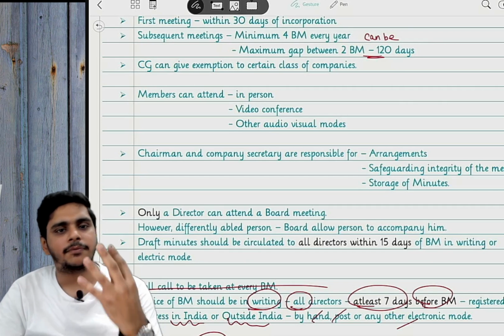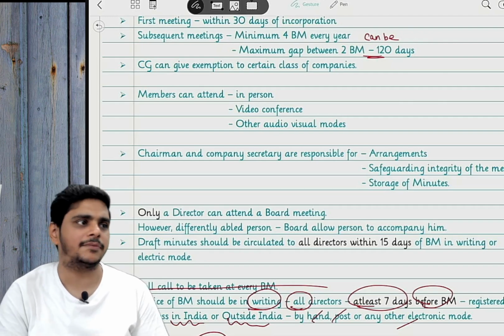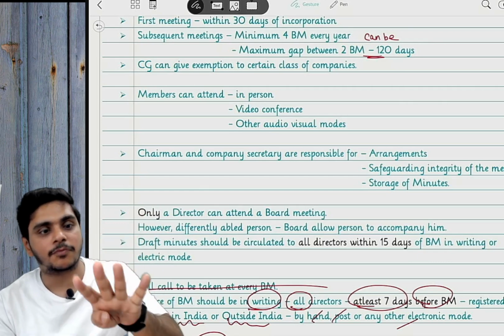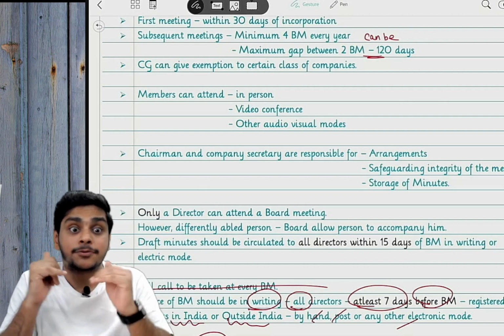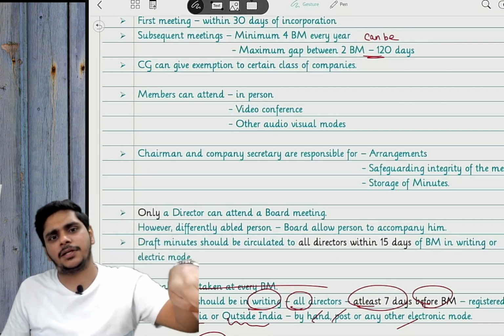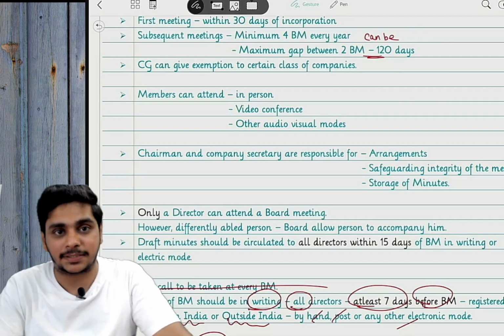For minimum 4 board meetings, we have to have them every year. If we have conducted 10 board meetings, allowed. 7 board meetings, allowed. 3 board meetings, not allowed. In a year we have to conduct minimum 4 board meetings, and the gap between 2 board meetings can be 120 days. Can the gap be less than 120? Yes. Can the gap be more than 120? No, it says max gap. Every word is important.